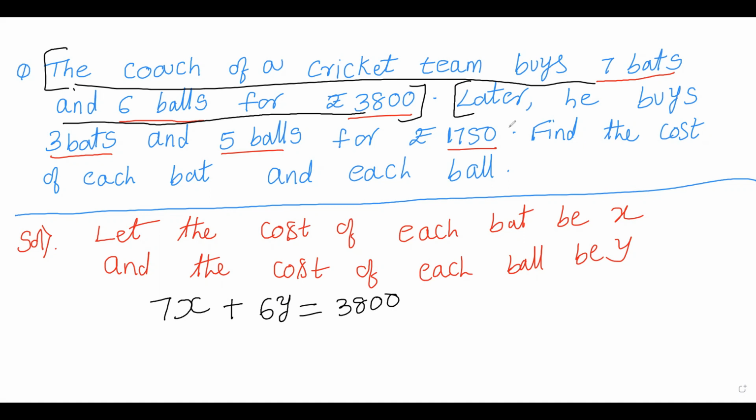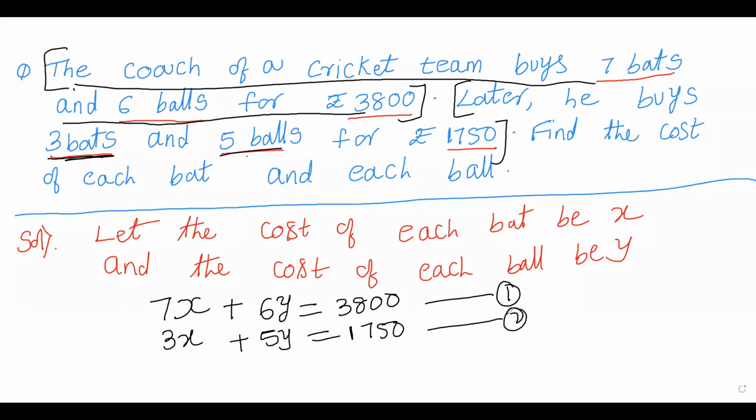This is the second part of the question. You will get one more linear equation. 3 bats means the cost of 3 bats is 3x. 5 balls, the cost of 5 balls is 5y and the total cost is 1750. This is your equation 1, equation 2. Now solve these two equations and find x and y, which gives you the cost of each bat and each ball. In the next page, let us solve these two equations.